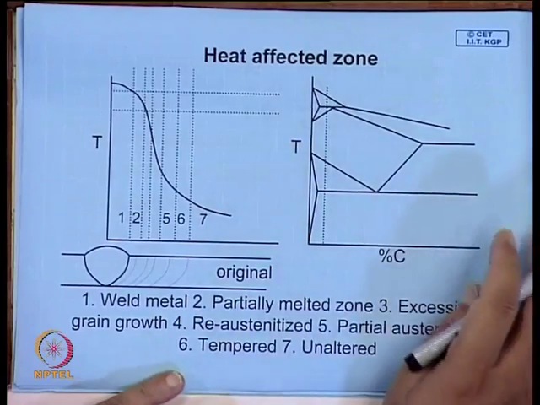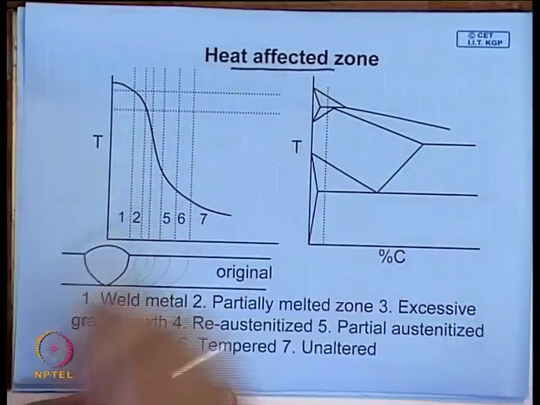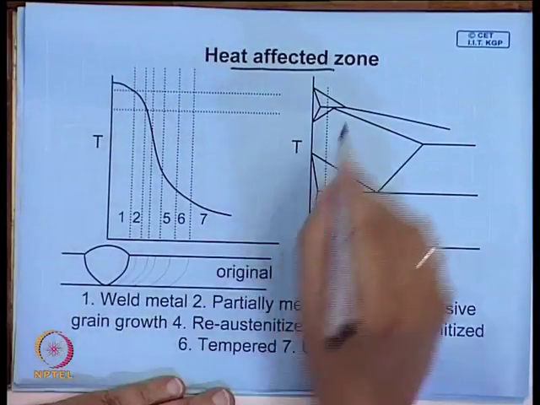But the properties of a welded structure depend a lot on the zone that surrounds that weld metal, and this zone is known as the heat affected zone. Let us see what changes take place in the heat affected zone. Now, we will look at this with reference to steel.